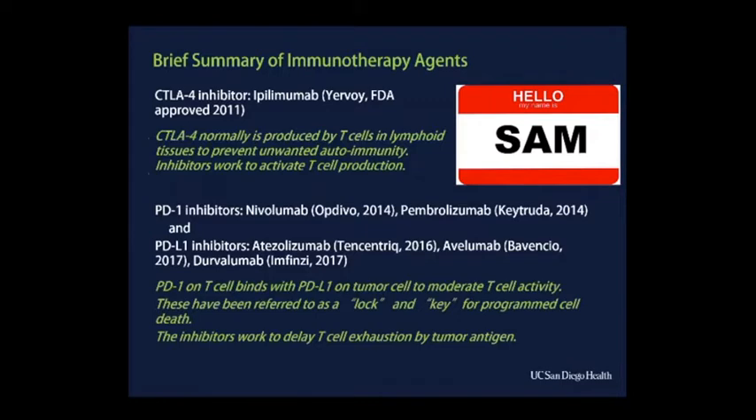Modern immunotherapy agents are often referred to as checkpoint inhibitors, or monoclonal antibodies. They target a single molecule. I put the hello name there both as an introduction to the agents, but also to draw your attention to the SAM questions. The two classes of FDA-approved agents are the CTLA-4 inhibitors, which activate T cell production, and the PD-1 and PD-L1, the programmed death receptor and its ligand. Those inhibitors work on either the T cell or the tumor side, both sides of the lock and key relationship, to delay exhaustion of the T cells by the tumor antigen.